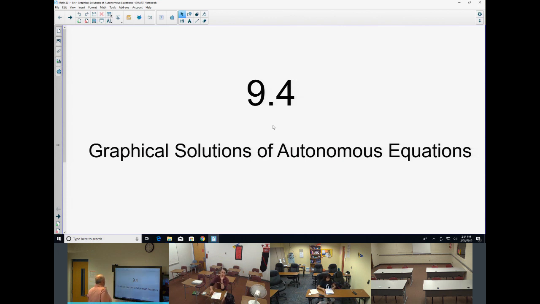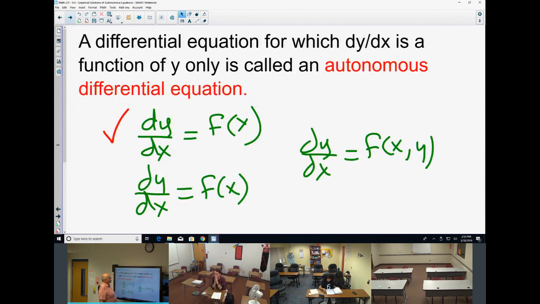Okay. So the title is Graphical Solutions of Autonomous Equations. See, right there from the beginning, you don't even know what an autonomous equation is. So we've got to kind of teach it from the ground up here. A differential equation for which dy/dx is a function of y only is called an autonomous differential equation. Okay? So it's a function of y only.